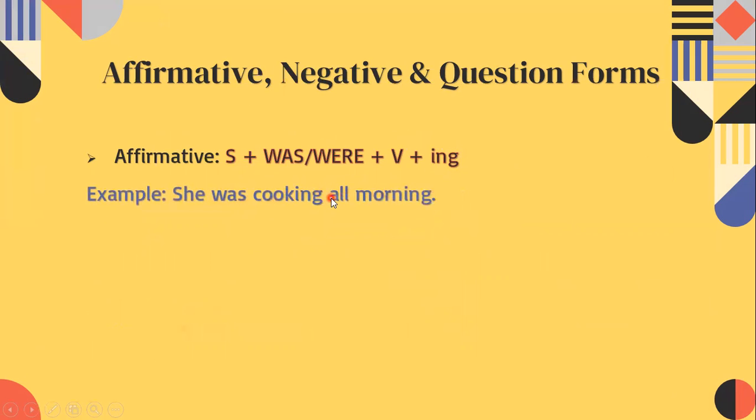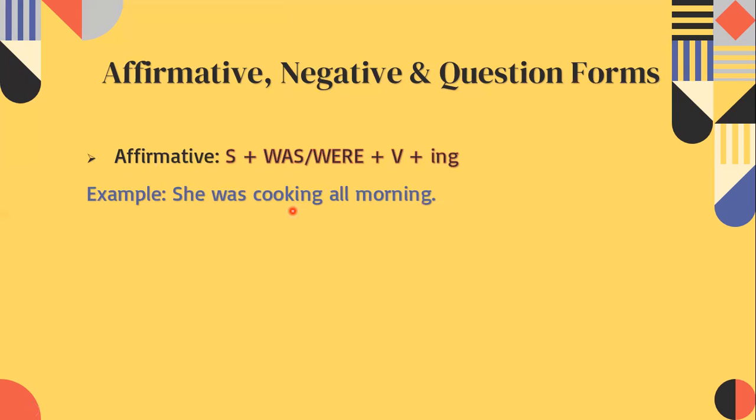She was cooking all morning. She is the subject, it's singular, so was, not were, and cooking, the main verb, which is cook plus ing, and the rest of the sentence. So this is the affirmative sentence, okay, the simple sentence. Subject, was or were, plus the verb plus ing and the rest of the sentence.